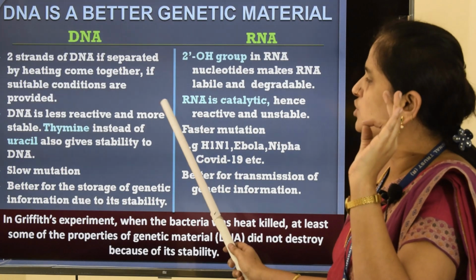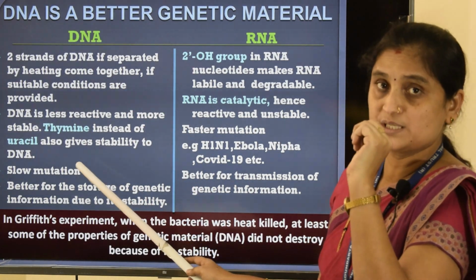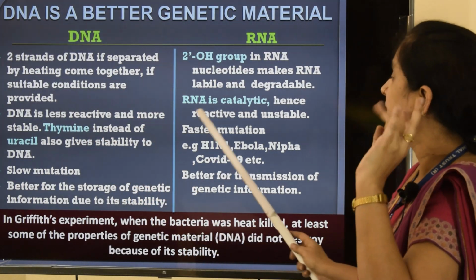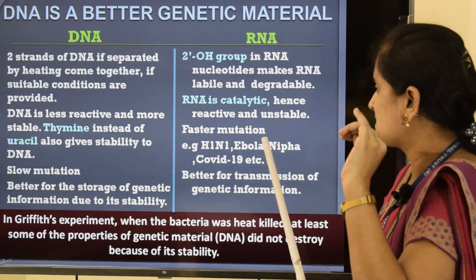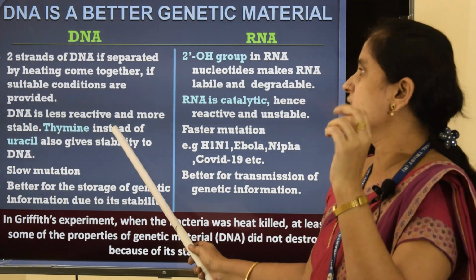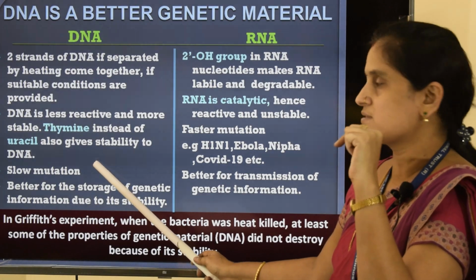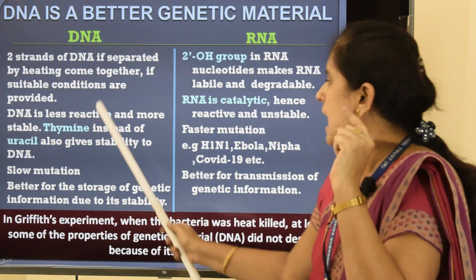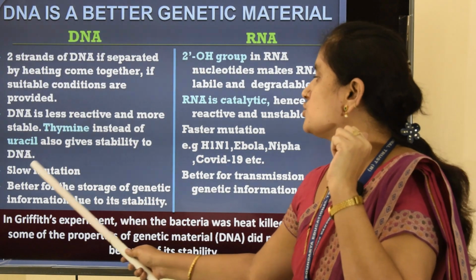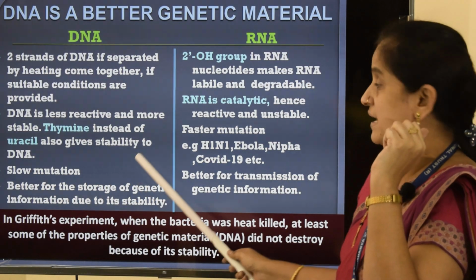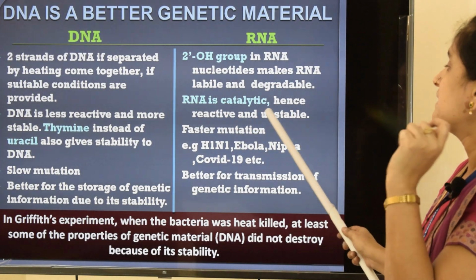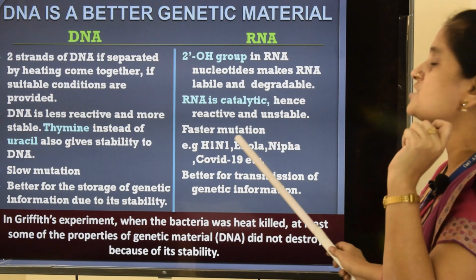In addition to that, the nitrogen bases are A, T, G, C in DNA, whereas A, U, G, C are the nitrogen bases in RNA. So thymine also gives some additional stability to DNA when compared to uracil in RNA. Because of this strong structural stability, DNA shows a slow rate of mutation, whereas RNA is single-stranded, highly reactive and unstable, so it shows a fast rate of mutation.